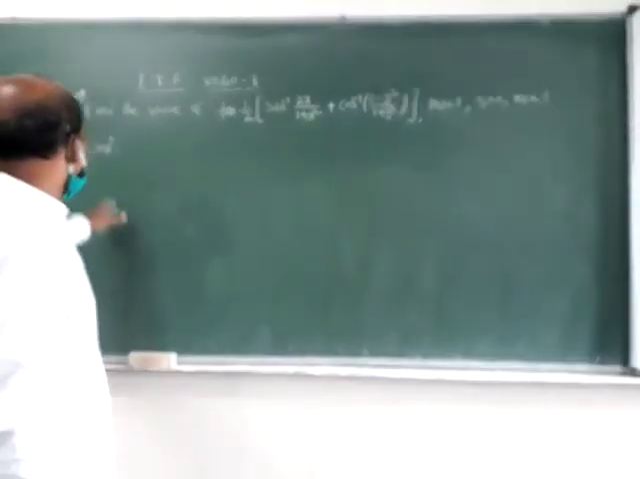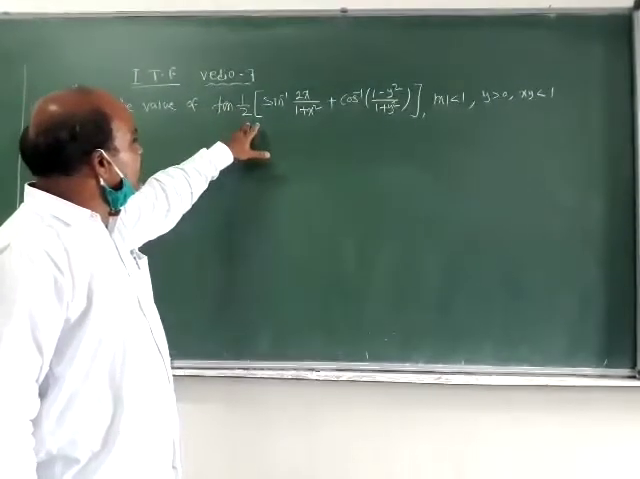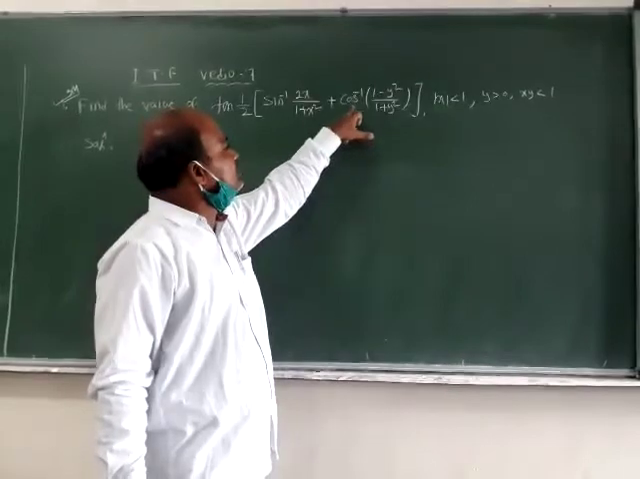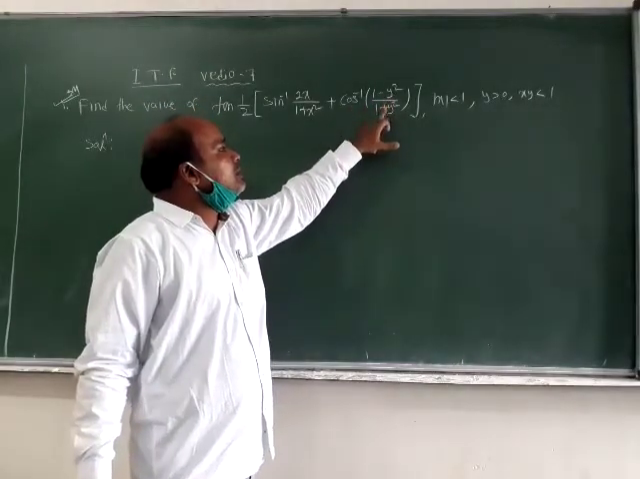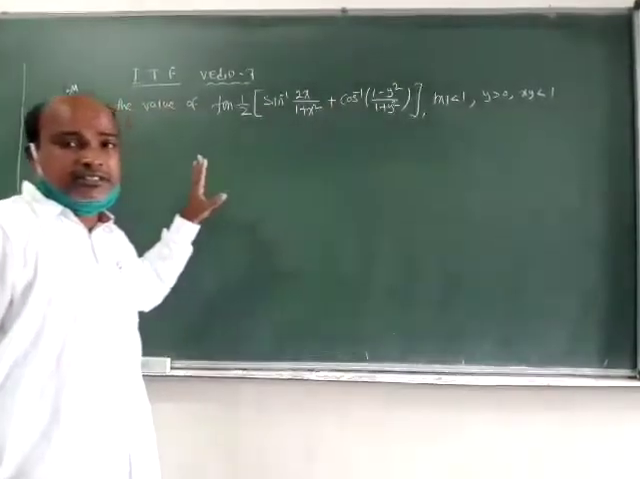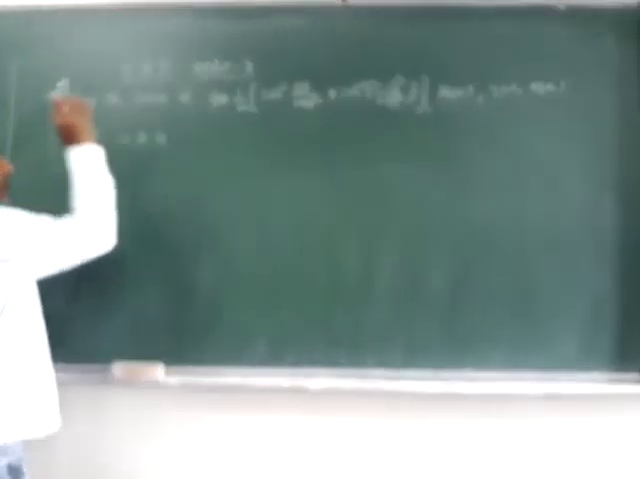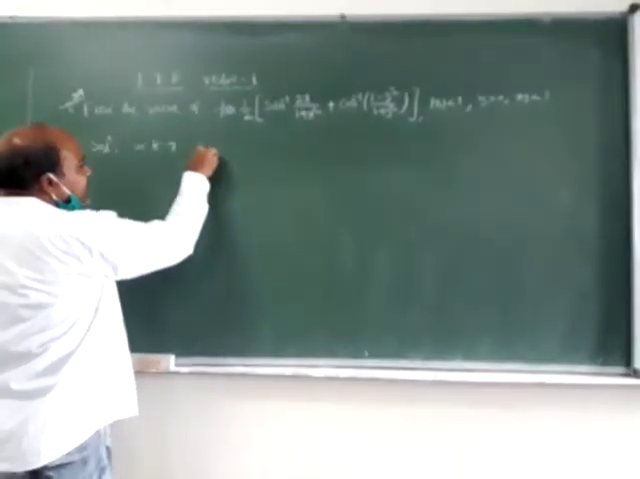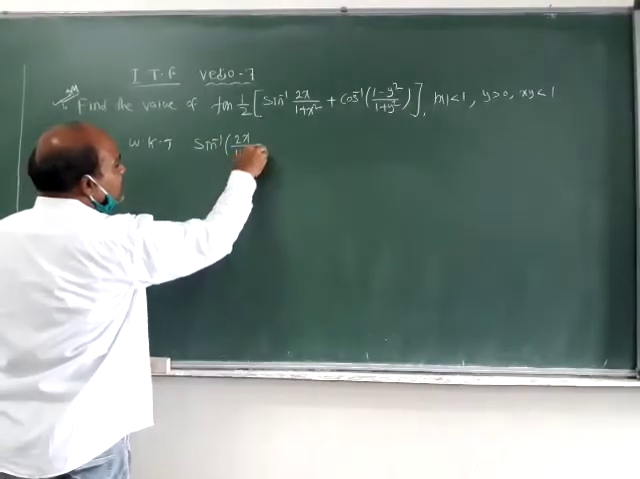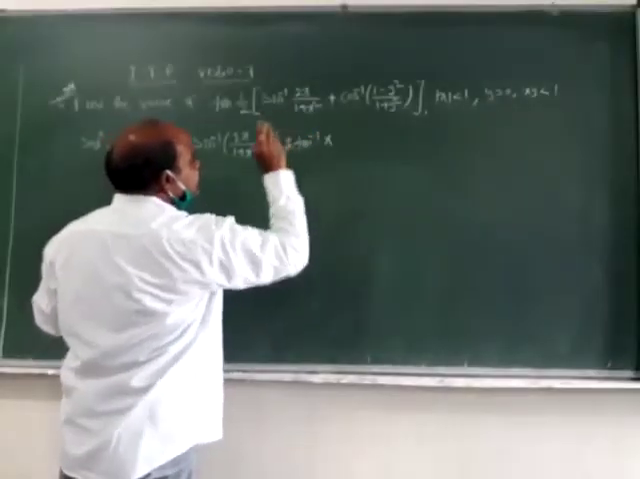So now you see the question: find the value of tan of 1 by 2 of sin inverse 2x by 1 plus x square plus cos inverse 1 minus y square by 1 plus y square. This one value you have to find. Before that, we know the formula. What formula I told you? Sin inverse of 2x by 1 plus x square is equal to 2 tan inverse x.